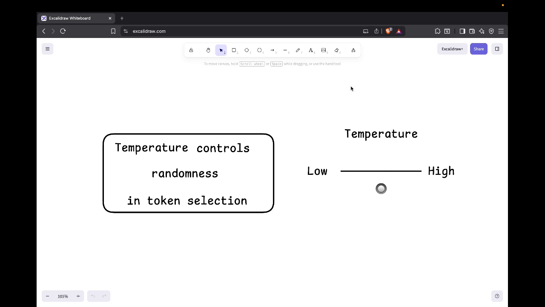Sometimes LLM models give very precise answers, but sometimes they become more creative and unpredictable. Why does this happen? The answer is something called temperature. Temperature controls randomness in token selection, how random or creative AI responses can be. In this video, we'll learn what temperature is and how it affects LLM outputs.